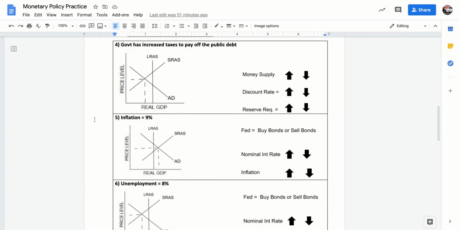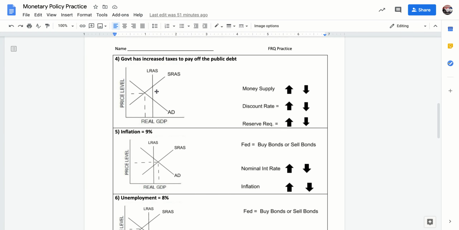Now let's look at number 4. We did not do number 4 in class. Government has increased taxes to pay off the public debt. So they're raising taxes in order to pay off debt. And so what's going to happen is aggregate demand will shift to the left as they raise taxes. We could end up in a recession.